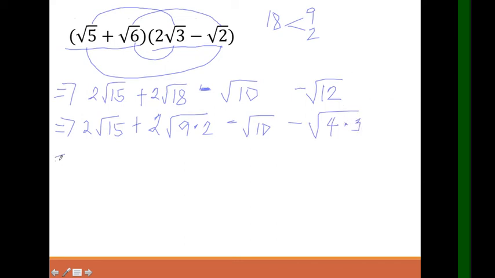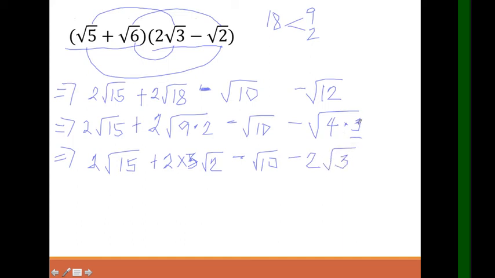So we can now simplify. We have 2 square root of 15. Then square root of 9 is 3. So we have plus 2 times 3. I'm sorry, that's 3. Then square root of 2. Siya yung matitira. Ito na lang yung matitira, no? Minus square root of 10 minus 2 because the square root of 4 is 2. Square root of 3. Ito yan, matitira. Okay? Now, 2 times 3 is 6.